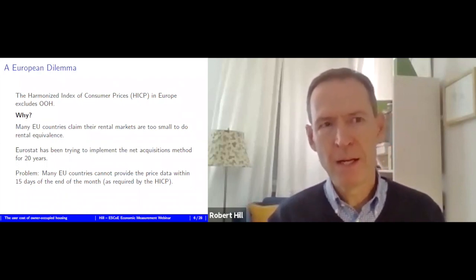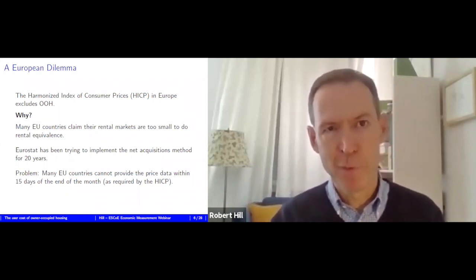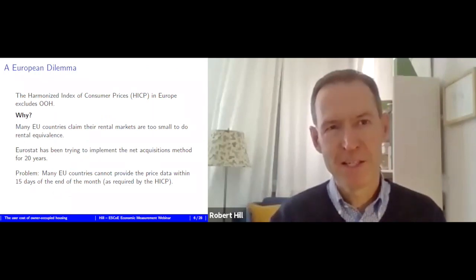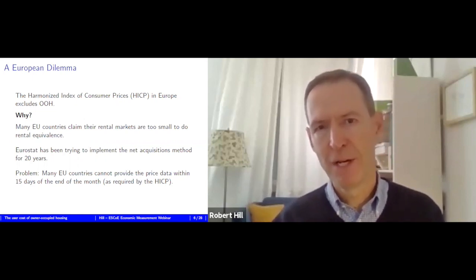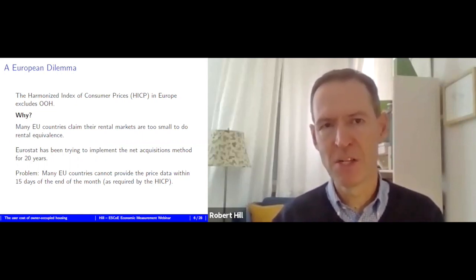Now, the UK is fine, it's got CPIH, but there's a dilemma in the European Union, because the official main measure of inflation in Europe is the harmonized index of consumer prices, the HICP. And that currently excludes owner-occupied housing. And as I say here, for 20 years at least, Eurostat and the European Central Bank have been pondering how to bring owner-occupied housing into the harmonized index. There's a general agreement it should come in. The problem is how.